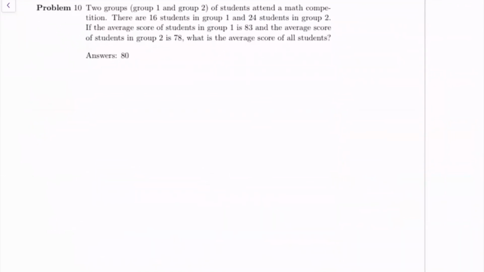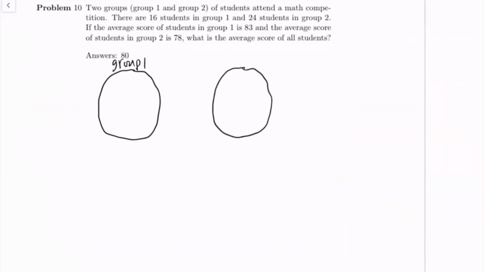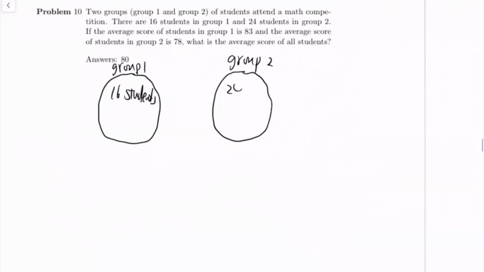Problem number 10. Two groups of students attend a math computation. Here we have group 1, and here we have group 2. Group 1 has 16 students. Group 2 has 24 students.